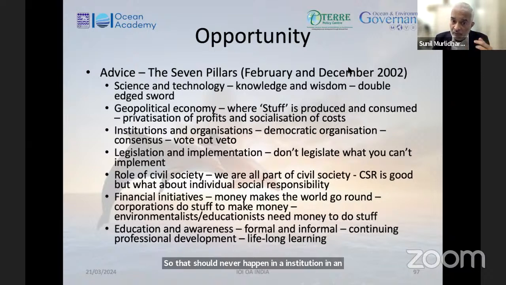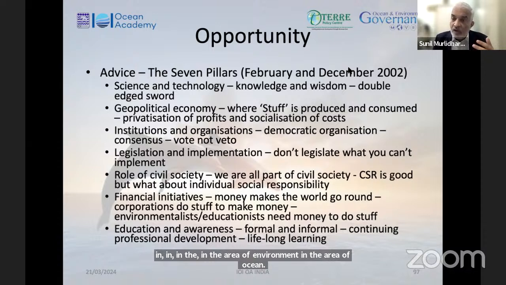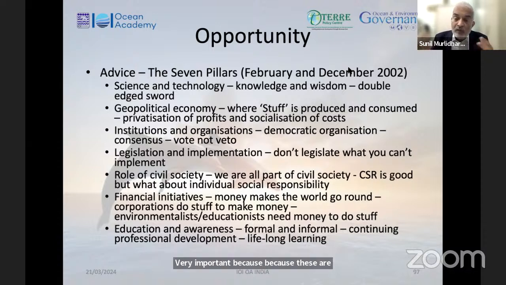Legislation and implementation. The key rule of lawmaking is don't legislate what you can't implement. That is a golden rule, okay? And how do we legislate in the area of environment and the area of ocean? Very important, because these are not owned by somebody. The global commons, that's why we talk about governance of the global commons. They're not owned by anybody. They're owned by everybody, and they're owned by nobody. So the whole issue of legislation and implementation is even more critical when it comes to our ocean and our environment.